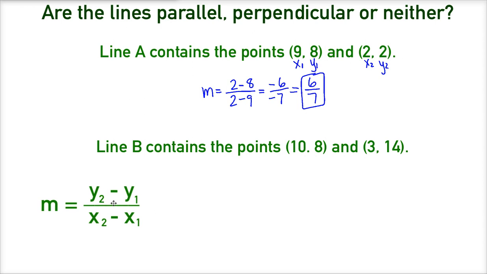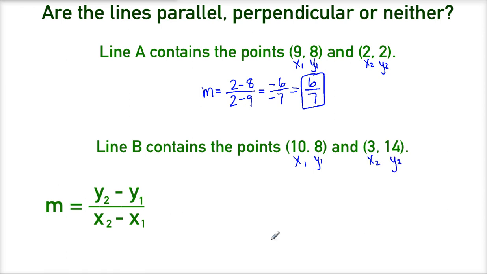Let's take a look at line B now. x1 and y1, x2 and y2. You guys should be getting way good at this by now. y2 minus y1, 14 minus 8, over 3 minus 10. Okay, 14 minus 8 is 6. 3 minus 10 is -7. So the slope of this line is -6/7.